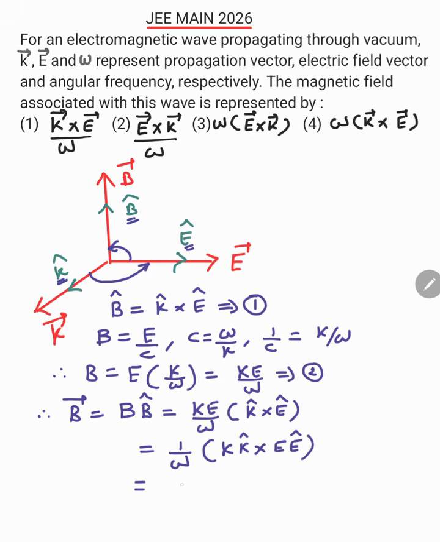So B vector is equal to 1 upon omega K into K caret, that is K vector, cross E into E caret, that is E vector. So B vector is equal to 1 upon omega in bracket K vector cross E vector. So correct option is option 1.